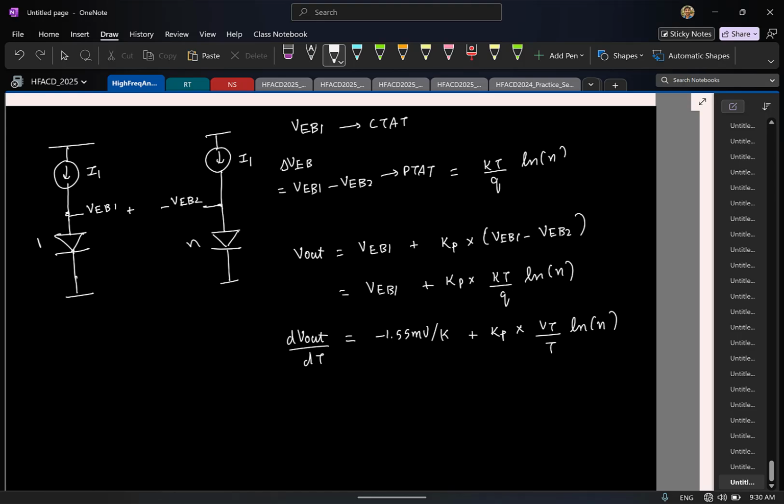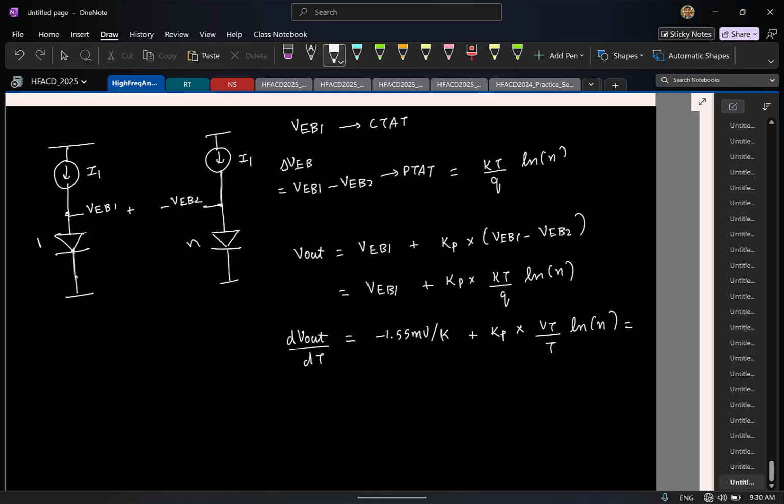This is a convenient way to write it because at room temperature of 300 Kelvin, what is the thermal voltage? 25-26 millivolt. So I can find the slope directly by putting 26 millivolt and 300 here, right? Otherwise, you have to divide K and Q, which is probably difficult to do. That's all. And if I differentiate it, what should this be equal to?